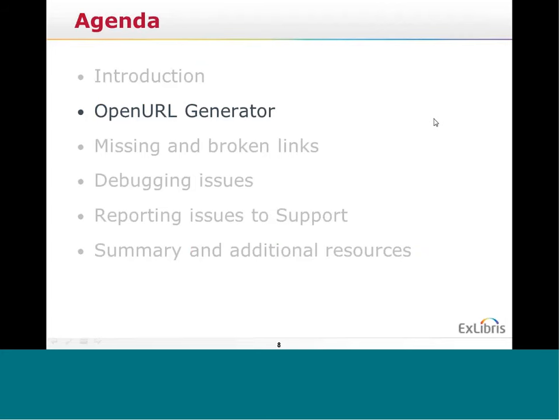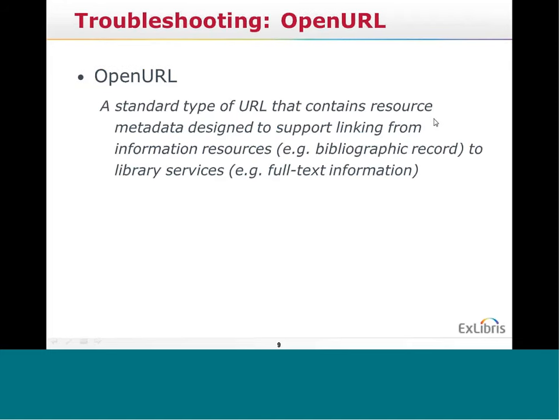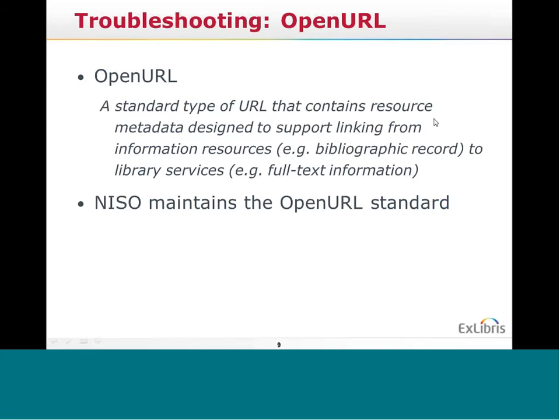So now let's talk about OpenURLs and the OpenURL generator tool that's available in the Admin Center. The OpenURL is essentially a URL that's used to transfer metadata, so article, journal, or ebook information, for example, from one information provider to another. The National Information Standard Organization, NISO, maintains the OpenURL standard, allowing communication between different data providers, but there are sections of the OpenURL that are vendor-specific.